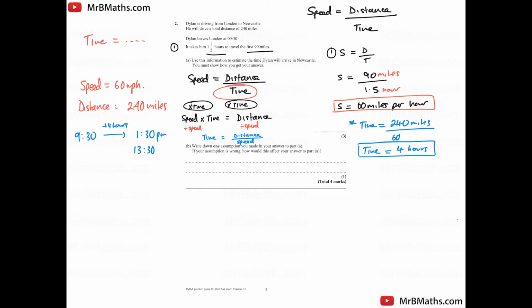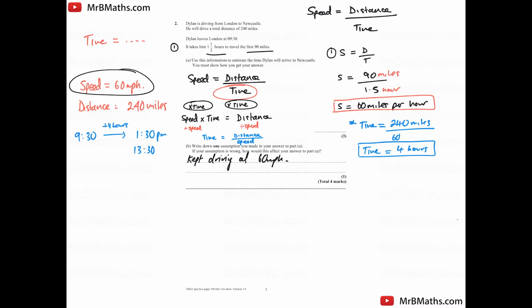So B, write down one assumption you made in your answer to part A. If your assumption is wrong, how would this affect your answer? So what assumption did we make? Well, they gave us the first section where it said it took him an hour and a half to travel the first 90 miles. So by this part here, we assumed that he kept driving at 60 miles per hour for the entire journey.